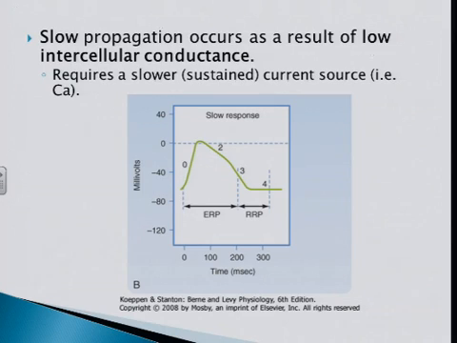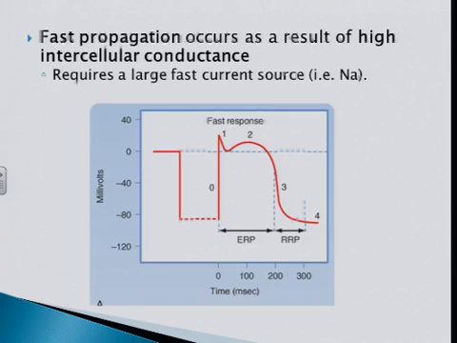So this slower conduction requires a slow, sustained current source, that is calcium, and a very low intercellular conductance, that is a high resistance, so that you really only slowly start to fire that sequence of events.